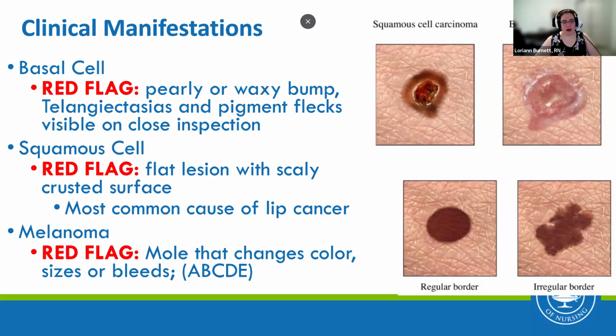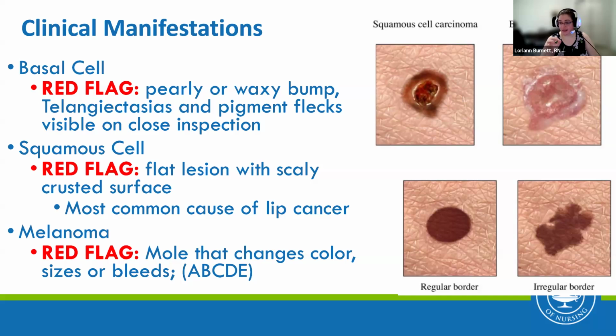Usually, we learn about our ABCs, A, B, C, D, E. This is because melanoma, even though it is the least common, is the most deadly. So that's usually the one we hear about. But we have distinctly different symptoms. So our basal cell, which is over here, is going to have pearly or waxy bumps.